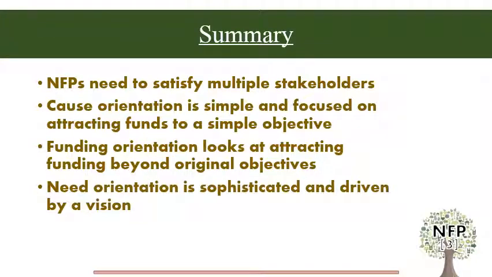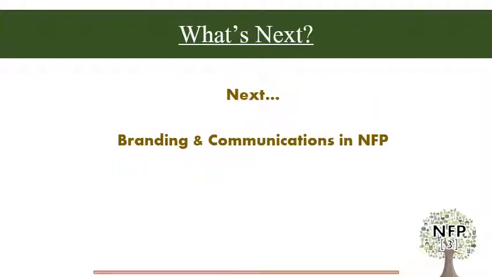That concludes part 3 of not-for-profit marketing. In summary, we've looked at how NFPs need to satisfy multiple stakeholders, and we've specifically looked at comparing the economic contexts of NFPs with more traditional for-profit organisations. We've learned how the cause orientation is simple and focused on attracting funds to a simple objective. The funding orientation looks at attracting funding beyond the original objectives, and the need orientation stage is sophisticated and driven by a guiding vision. In the next section, we'll be looking at branding and communications in not-for-profit marketing.